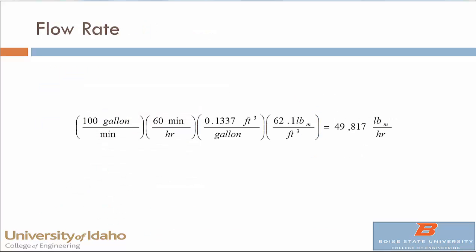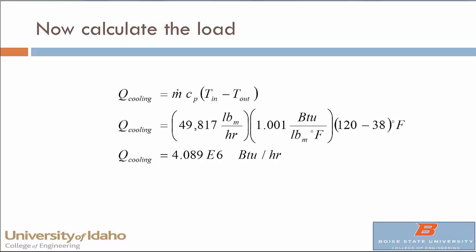So we start with the flow rate, 100 gallons per minute. We convert minutes to hours. We know there's 0.1337 cubic feet in a gallon, and 62.1 pounds per cubic foot, which I had on the previous slide. That means 100 GPM comes out to almost 50,000 pounds mass per hour. Putting that into our original equation, we've got m dot in pounds mass per hour, the Cp from the Engineer's Toolbox, and the delta T, 120 minus 38, and that comes out to around 4.1 million BTUs per hour.